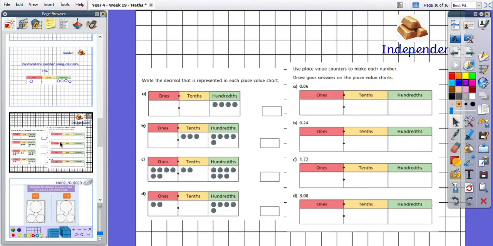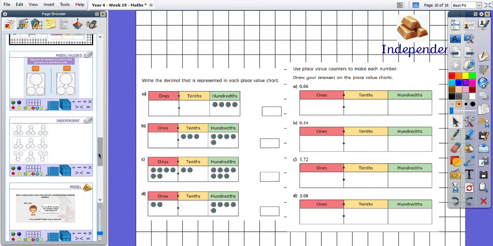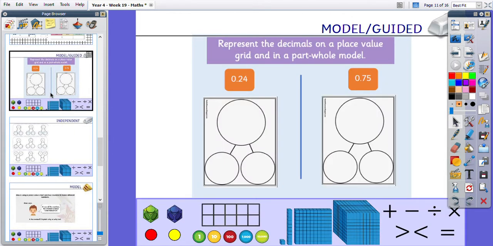So your bronze questions then, you are either writing the decimal represented or drawing a representation of the number using counters. So pause the video and start bronze if that's where your starting point is. Otherwise, let's move on to silver.